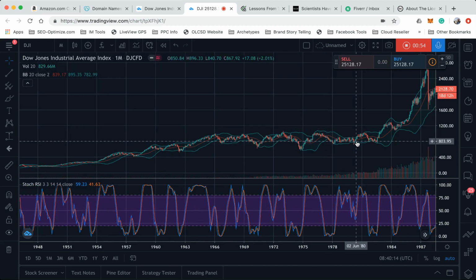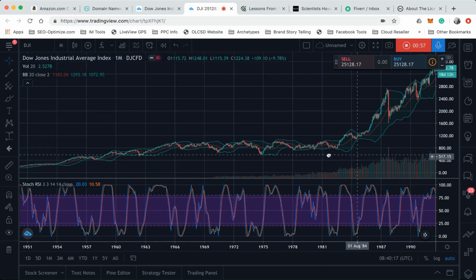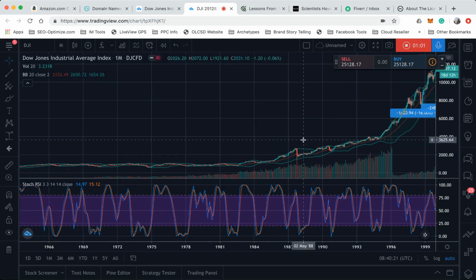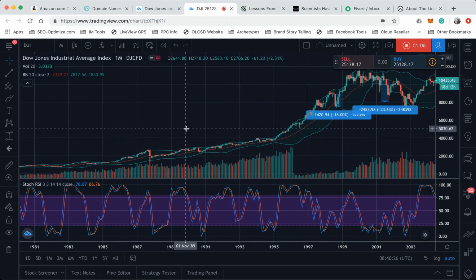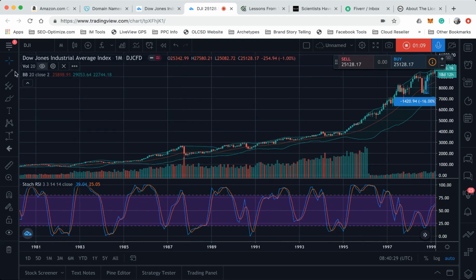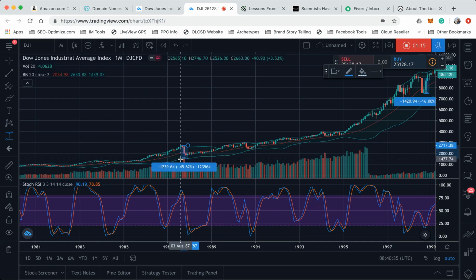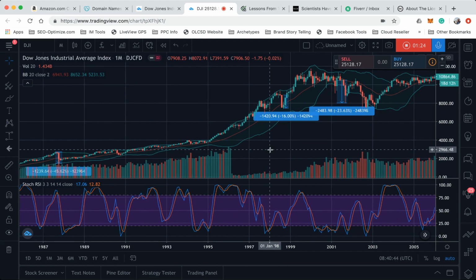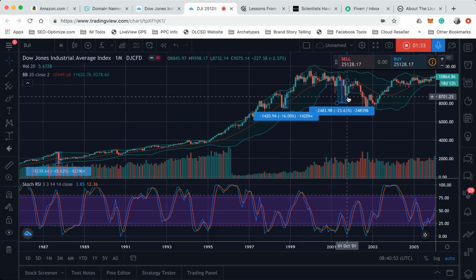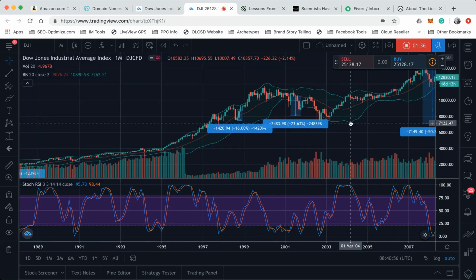So let me see what the next big one is. I'm using the monthly time period. Here's one here. Let me see if I can get in there. This one was about 50%, and that was 87. I'm just comparing it to what's going on right now. This one is 98, and it's about 16%. There's 02, 23%. There's a big one here too.